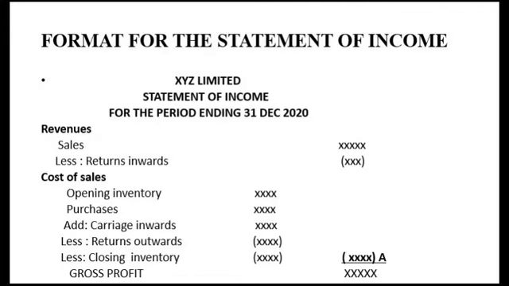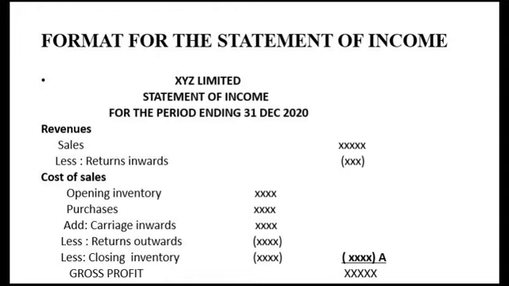Then you have the returns outwards. This refers to the stock that you purchase, but you found that maybe they are not of good quality. You return them back to the supplier. Then you have the closing inventory. So when you are calculating the cost of sales, returns outwards and closing inventory, you see they are in brackets. It means you subtract so that you arrive at the value where I have labeled A.